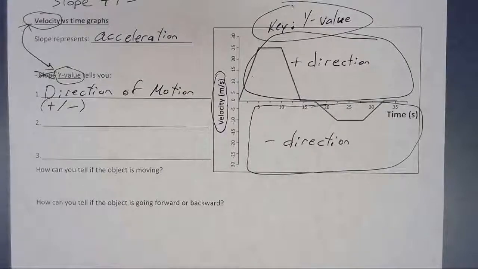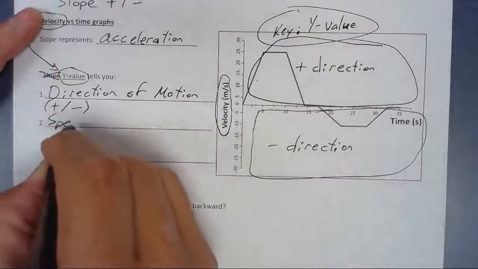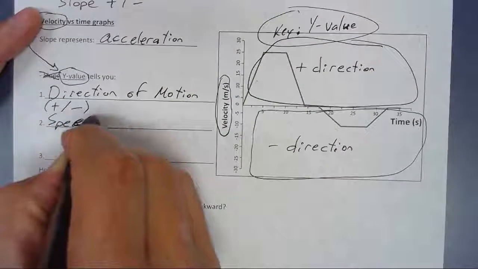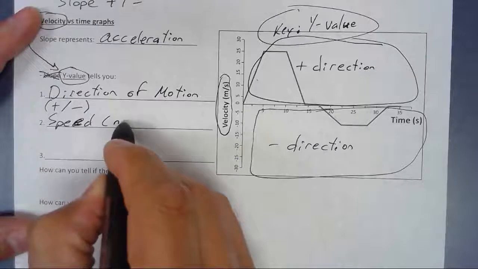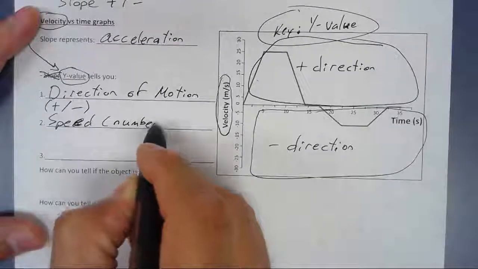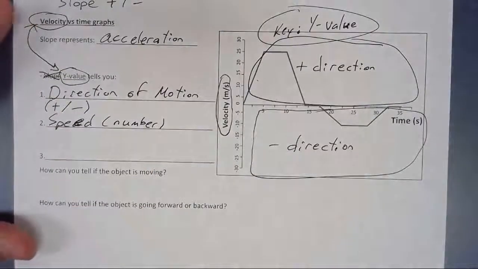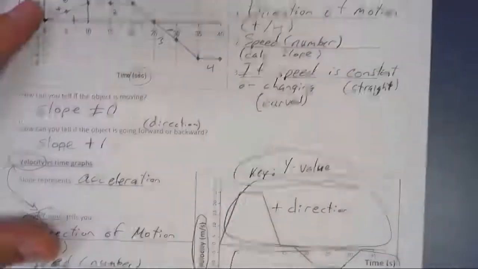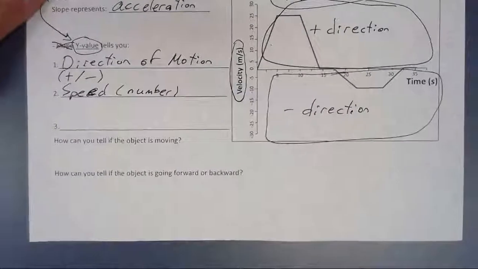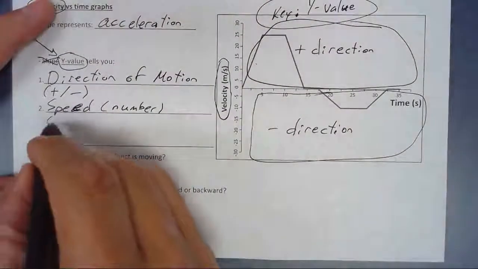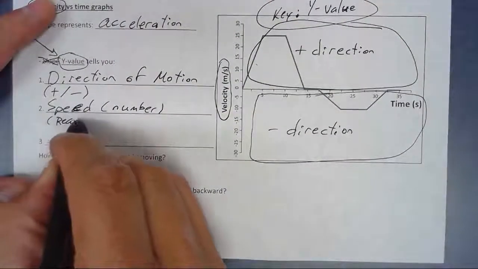Slope doesn't matter here. In addition to the direction of motion, we can also, just like before, find the speed, which is just the number. That's the magnitude part of the velocity vector. But now it's easier. We don't have to calculate the slope like we did before. We had to calculate the slope. Here, slope doesn't matter. All we have to do is read the graph.